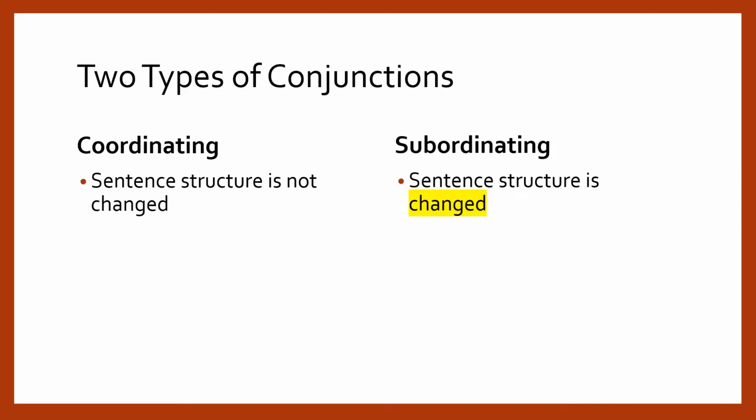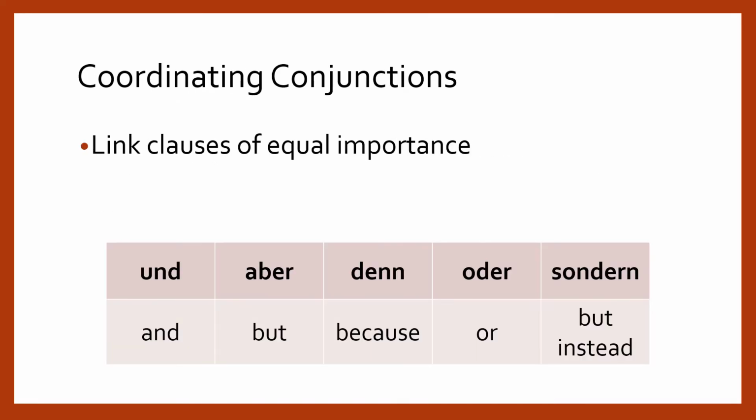So there are two types of conjunctions that we're going to talk about today. Just like in English, we have coordinating and subordinating conjunctions. Now, coordinating conjunctions do not change the sentence structure, but subordinating conjunctions do change. And so that's going to be a very important distinction to remember later on. So first, let's look at the coordinating conjunctions, since those are a little bit simpler.